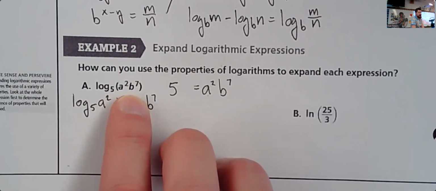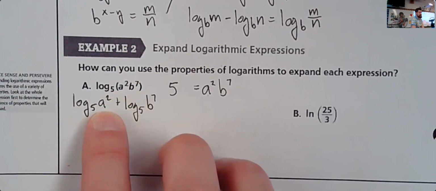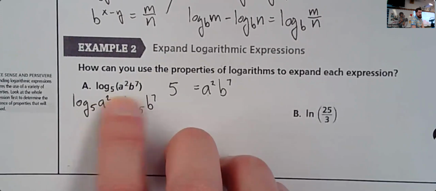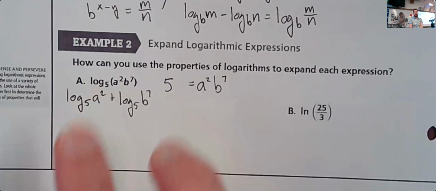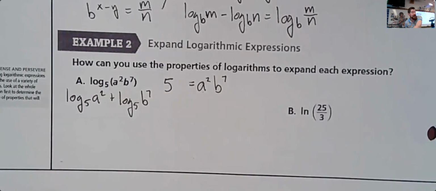So if you take log base 5 of a squared, and you take log base 5 of b to the 7th power, you can add those together and get to the original. Or because they were already multiplied together, we could expand them and write them as a sum of two logarithms with the same base. And so that's where we ended up with last Wednesday.